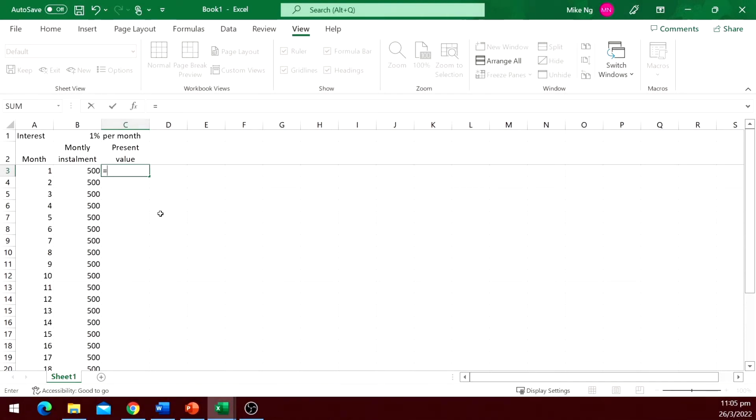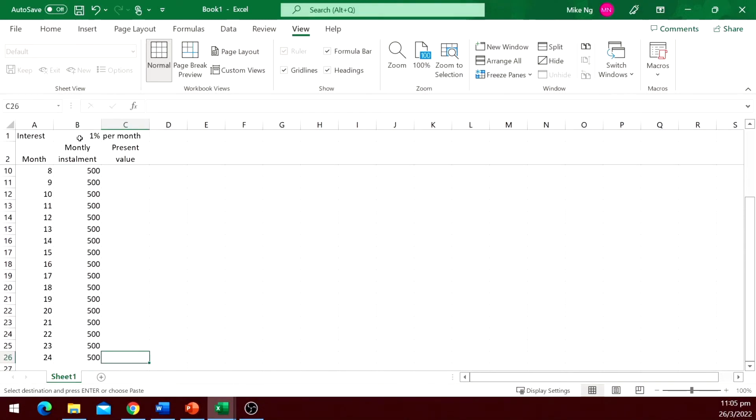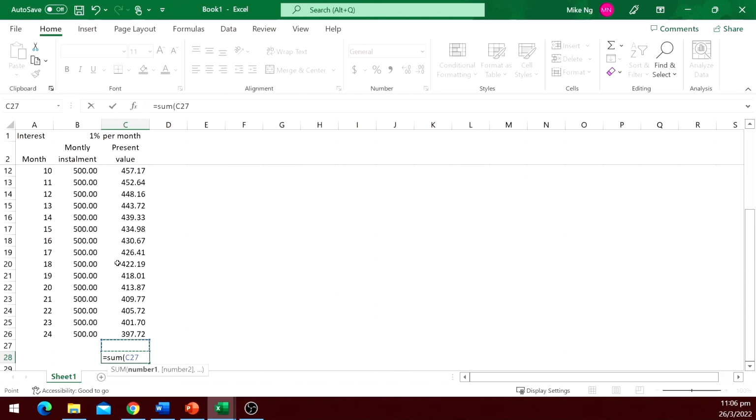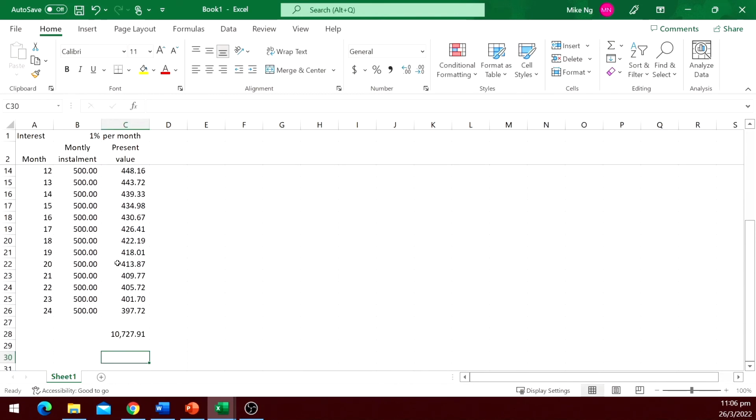The formula is equal monthly installment divide 1 plus interest to the power of month count minus 1. Okay, if the first installment needs to be discounted, then no minus 1. Remember to make the reference to interest rate absolute and apply the formula to the rest of the rows. Do a sum and you will get 10,727 and 91 cents. Is there a shortcut?